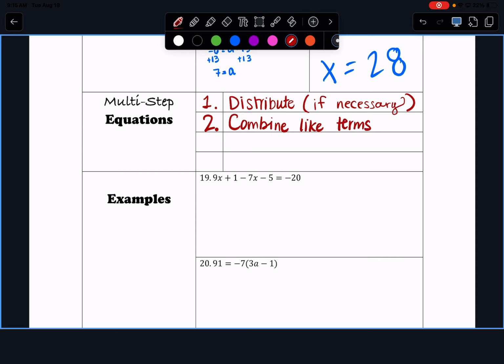After we combine like terms, we are going to get our variables on one side. So we're going to move variables to one side.